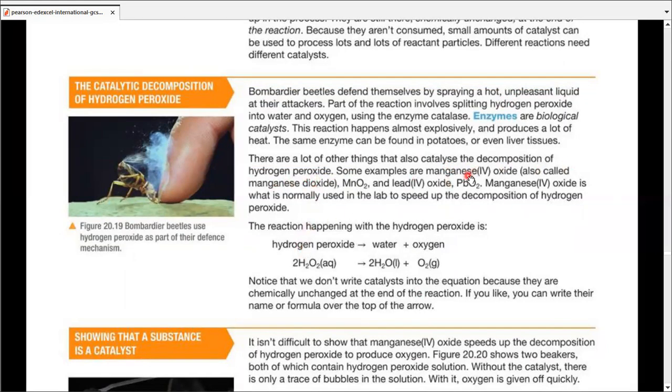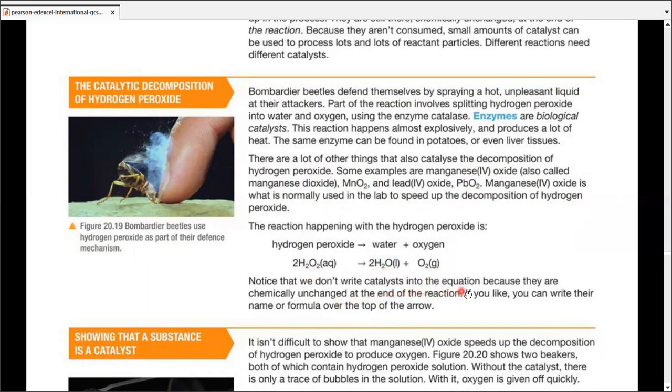For example, in labs, we use manganese 4 oxide. It is also known as manganese dioxide. The formula is MnO2. We may also use lead 4 oxide, the formula for which is PbO2. Manganese 4 oxide is what is normally used in the lab for decomposition of hydrogen peroxide, the formula for which is H2O2. It decomposes into water and oxygen.